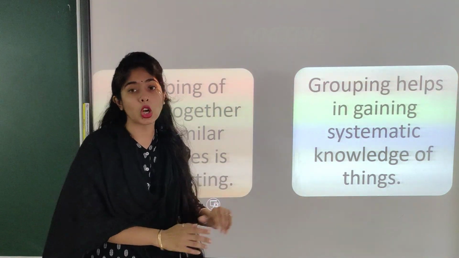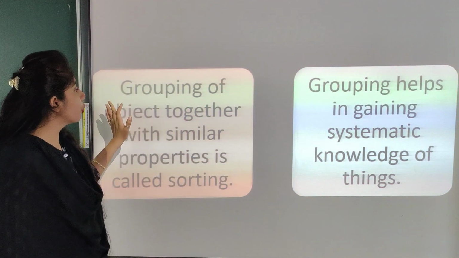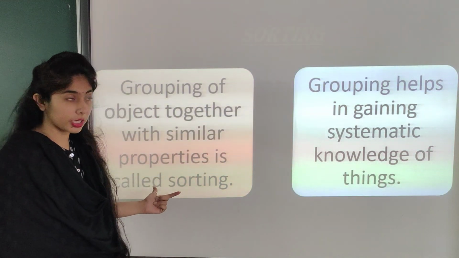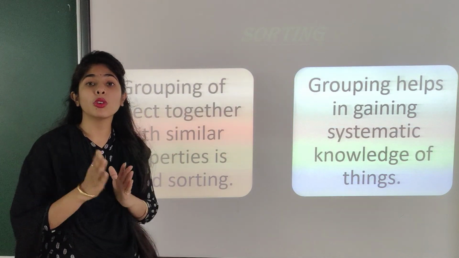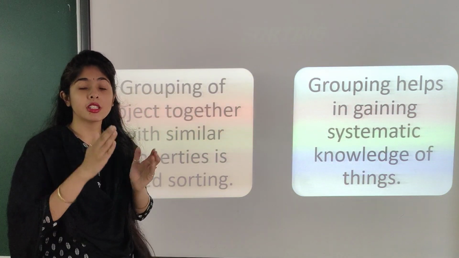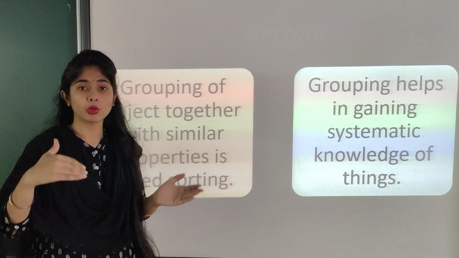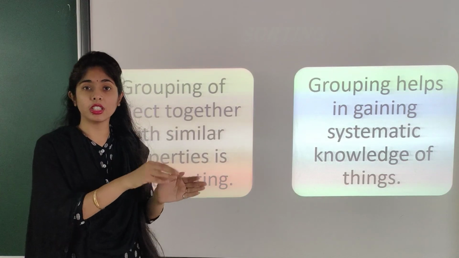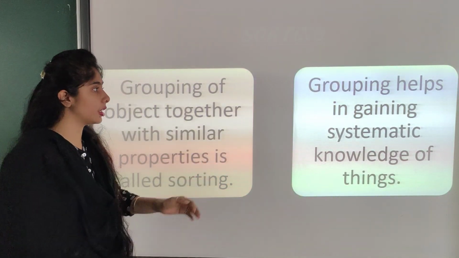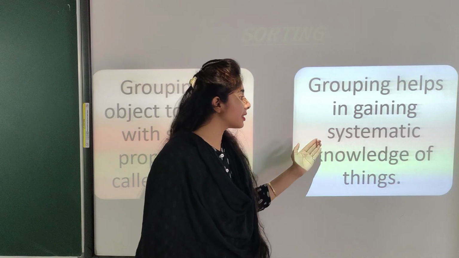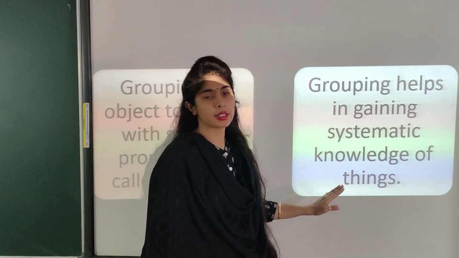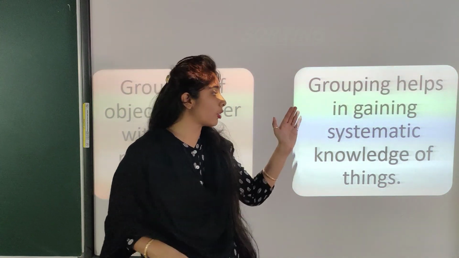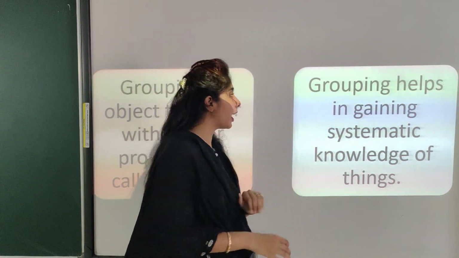Here you can see the sorting between the two groups. Grouping of objects together with similar properties is called sorting. That means what will we sort? Grouping of the materials. Out of them, those that are of the same type will be separated from the others, okay. Now, grouping helps in gaining systematic knowledge of the things. So, in a systematic way, we will be knowing about that thing, okay. So, it also gives the systematic knowledge of those things.